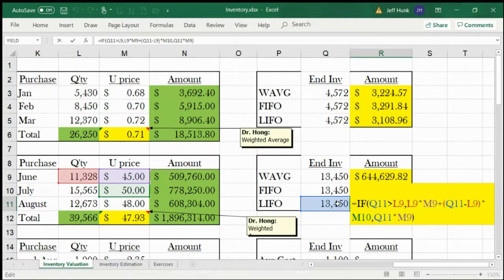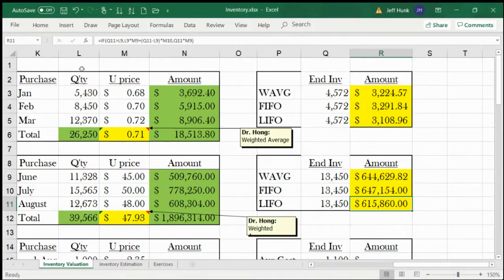This much of that ending inventory will be multiplied by the June price, which is M9, plus the difference between this and this multiplied by M10, the July price. Otherwise, it's simply this times this. But this part will be ignored because it won't be executed, because that's not the case. So this way, the IF command comes in very, very handy. Once you know the IF command, the application is limitless.